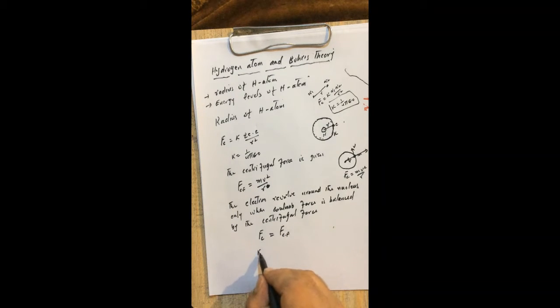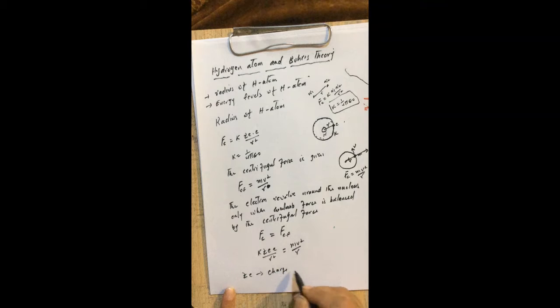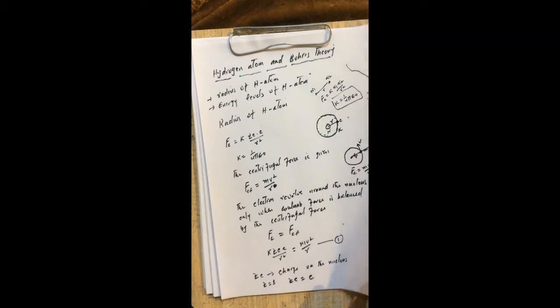So the Coulomb force K Ze times e divided by r square is equal to the centrifugal force mv square over r. Here Ze is the charge on the nucleus, and we know that the atomic number of hydrogen is Z equal to 1, or we can say there is only one proton inside the nucleus. So we replace Ze by e for the hydrogen atom. This is my equation number 1. If I replace Ze by e, then equation 1 will reduce to this form.